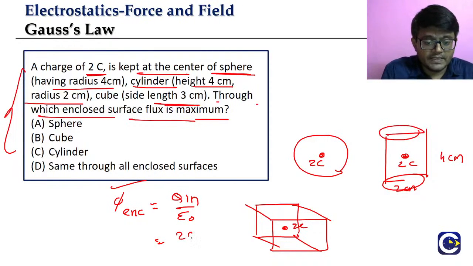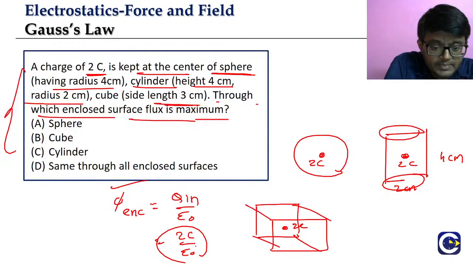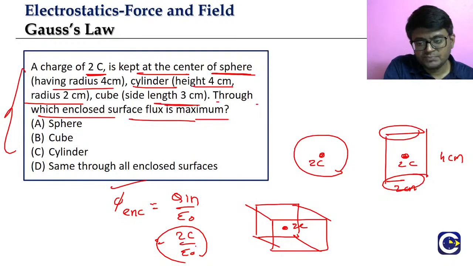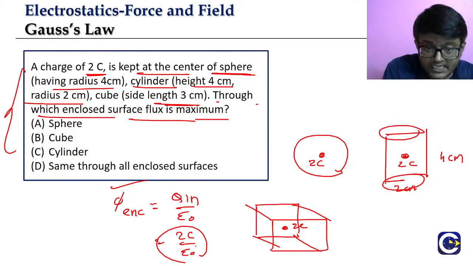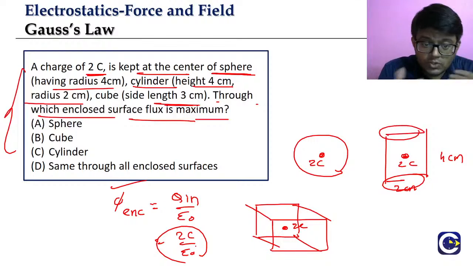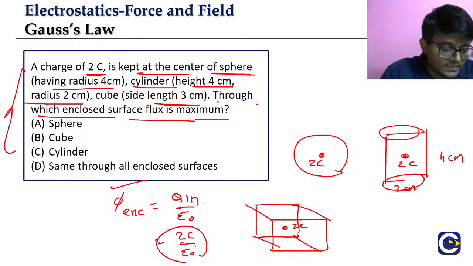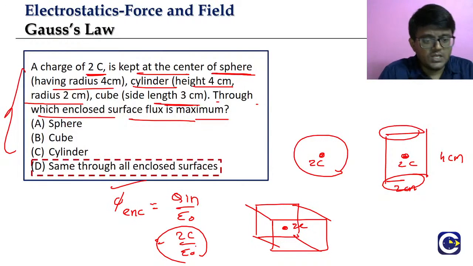So the flux enclosed by the sphere will be 2 coulombs by epsilon naught. Similarly, the flux enclosed by the cylinder is 2 coulombs by epsilon naught. The flux enclosed by the cube also is 2 coulombs by epsilon naught. Okay? So what is the correct answer for this one? Option D.